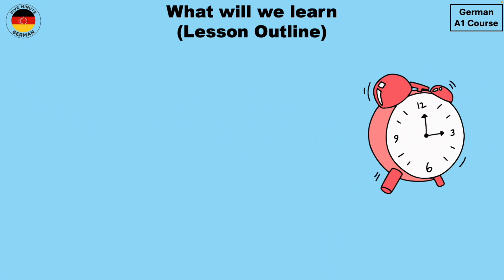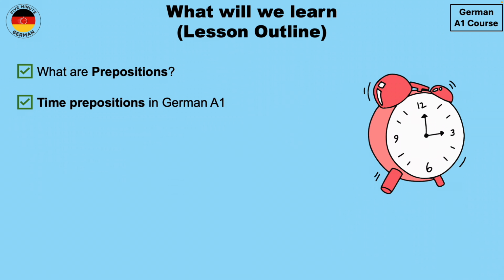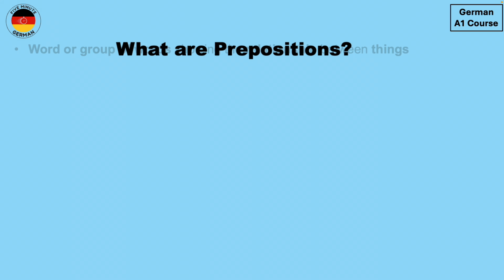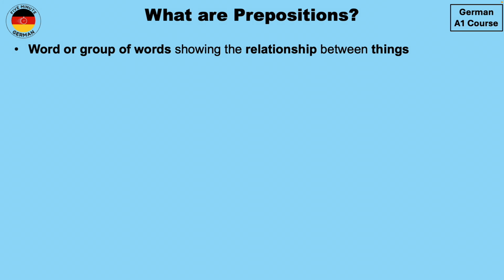So first of all, we will take a look at what prepositions are so that you understand why we need them. After that, we will take a look at the time prepositions which are used in German A1 level. And then I will give you some examples on how to use time prepositions in sentences. Now, as we are talking about time, I won't waste any time and we will start with what prepositions are. So a preposition is a word or group of words showing the relationship between things.